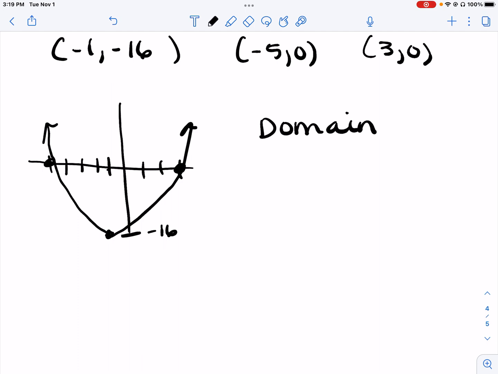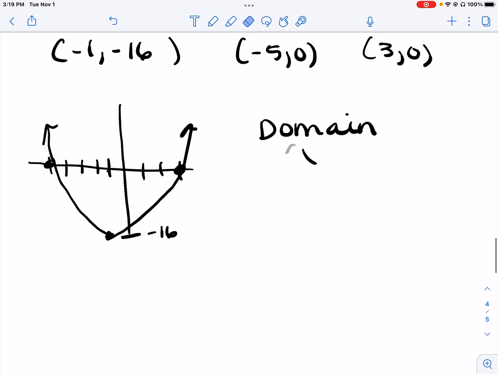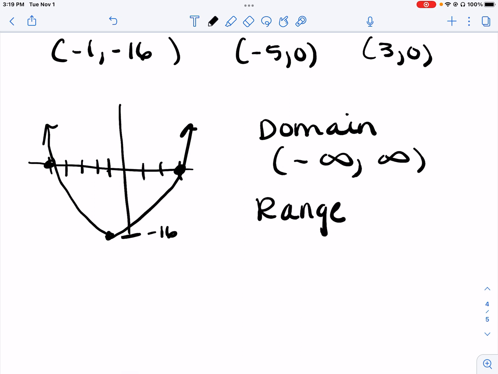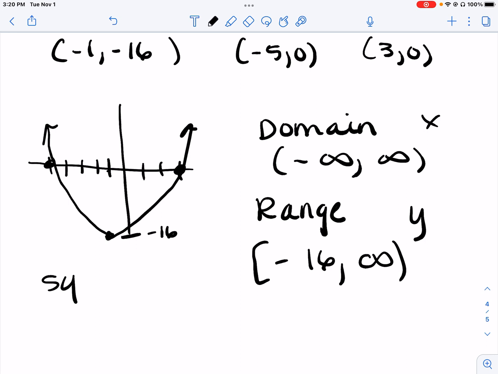The domain means the x values. The x values keep going forever, so we say negative infinity to infinity. The range means the y values. The lowest y value is negative 16, and they keep getting bigger. The axis of symmetry is where it's symmetric down. It's symmetric down x equals negative 1.